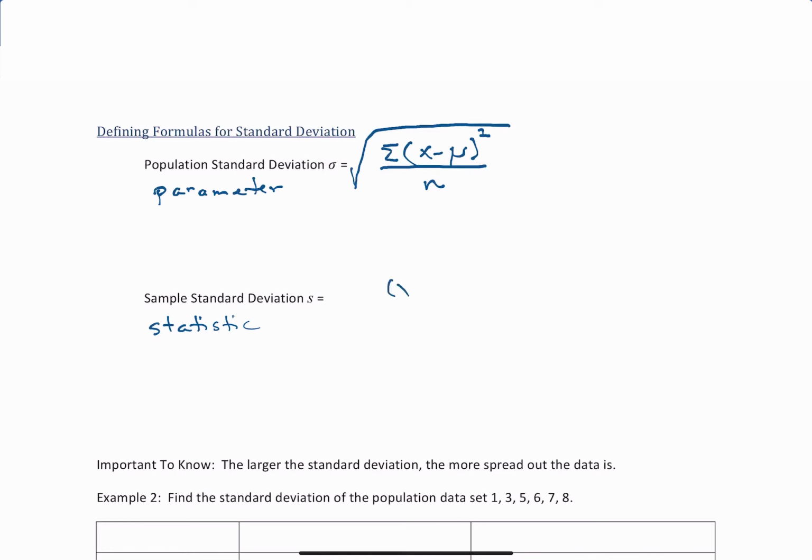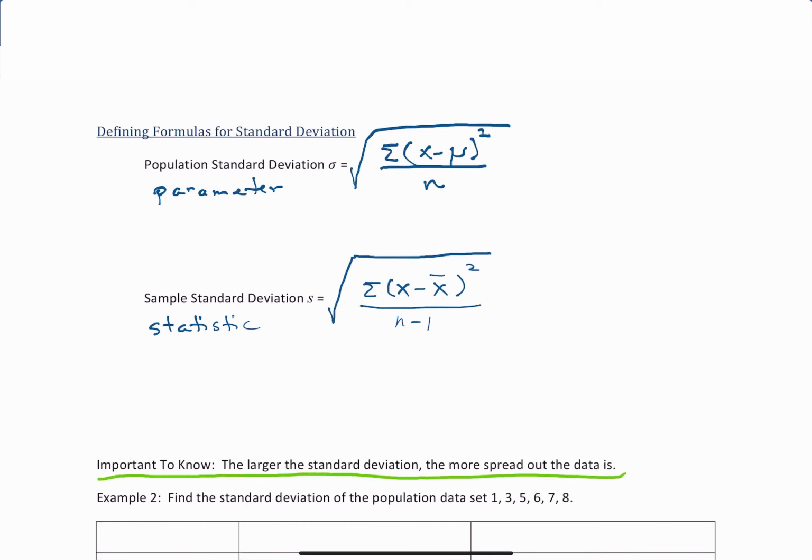We're going to take x minus the mean, except that a sample mean is called x bar, not mu. We square it to make it positive. We add them up. But the weird thing about the sample standard deviation is we divide by n minus 1. We divide by a number that's 1 less than the number of data values, and then square root.